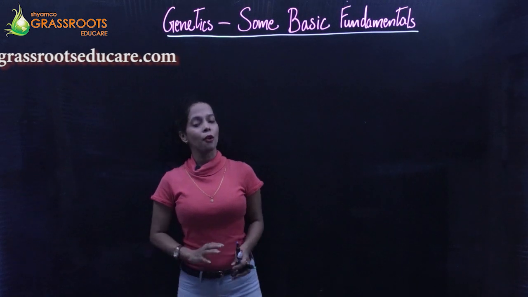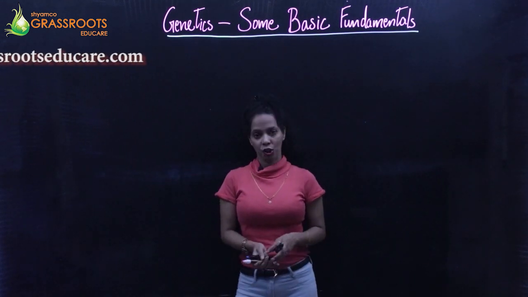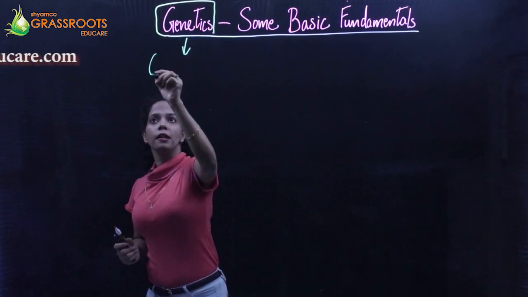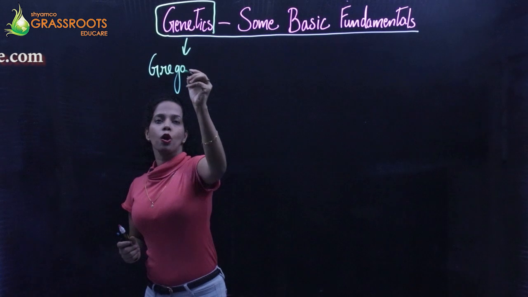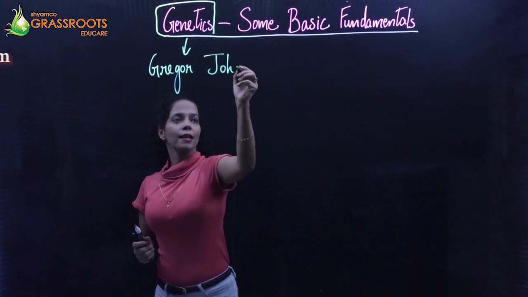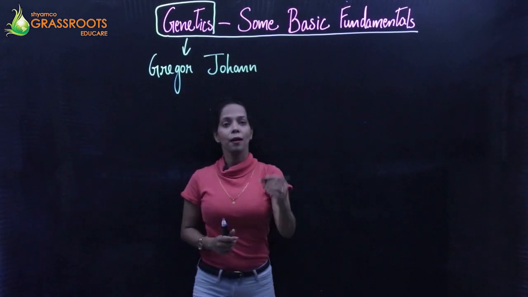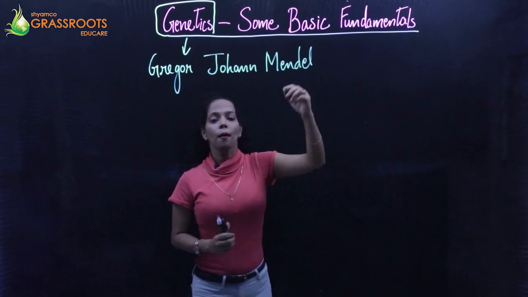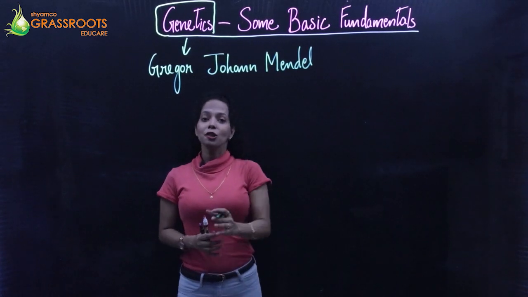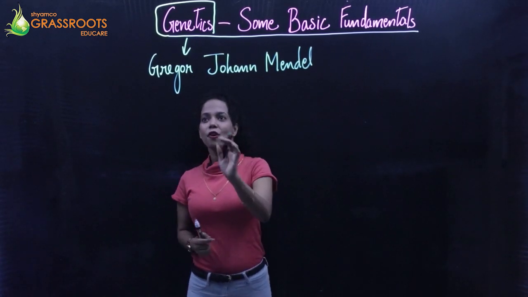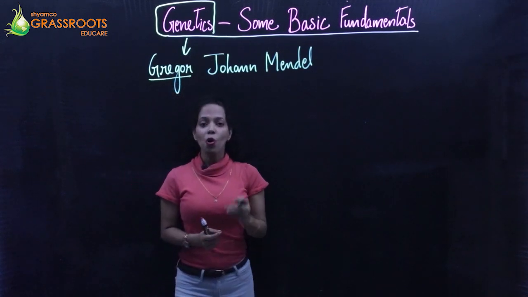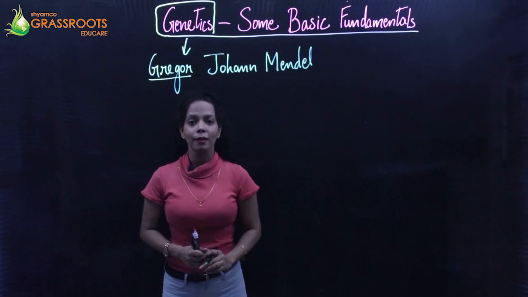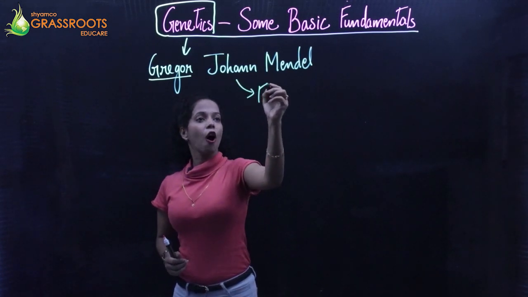Fine. Now first of all, who introduced this branch? The name of the scientist is Gregor Johann Mendel. Full name Gregor Johann Mendel. Now Gregor is the title given to Johann Mendel, just like Mahatma Gandhi. Gandhi's name is MK Gandhi, but he is called Mahatma because a tag is given. Same way over here, Gregor means most important person of the society, and this was the tag given to Johann Mendel.